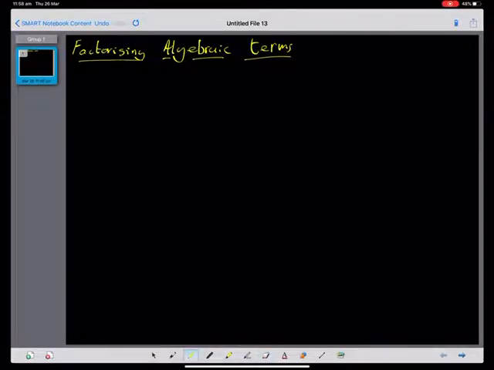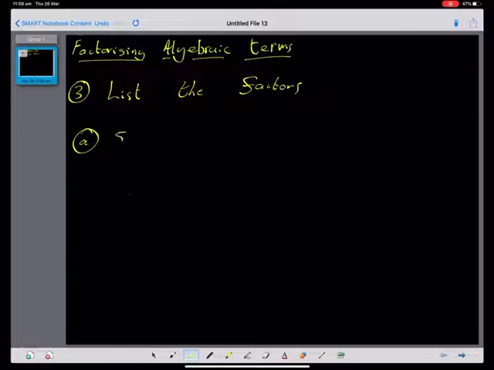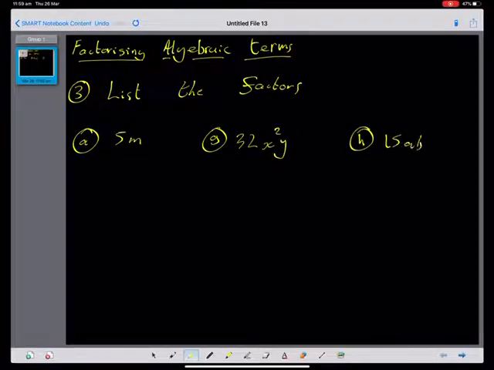Question 3 says list the factors. Okay, so I'm going to do A, 5m. Let's do G, 32x squared y. And let's do H, 15ab. Now, factors divide the number leaving no remainder.